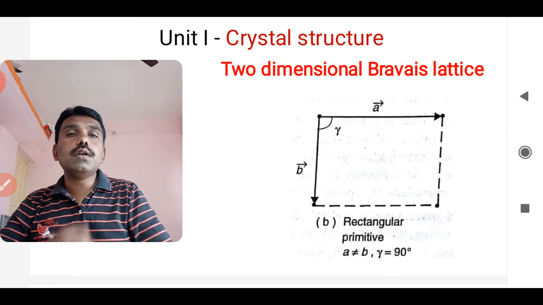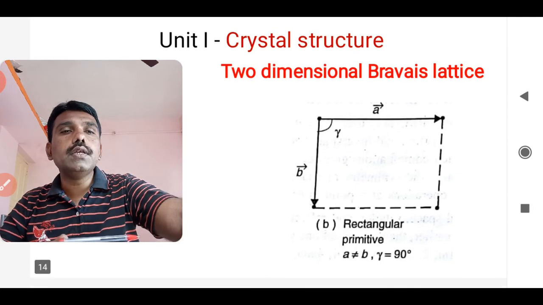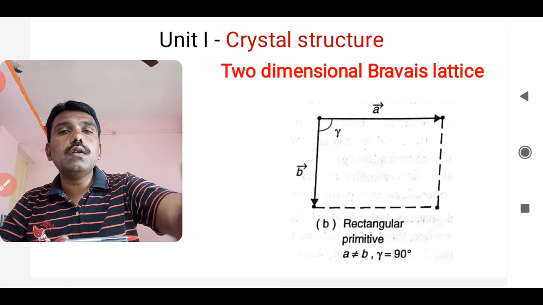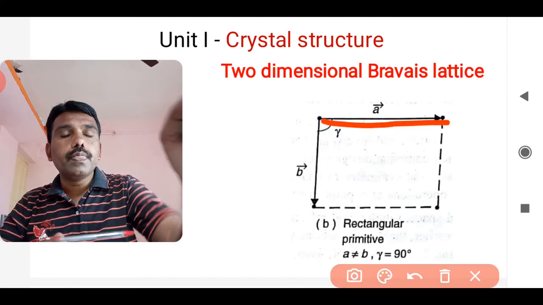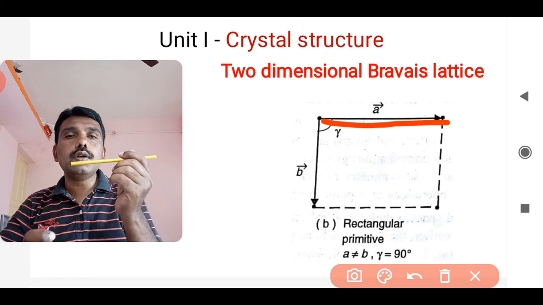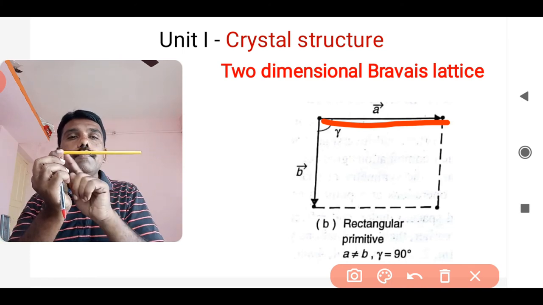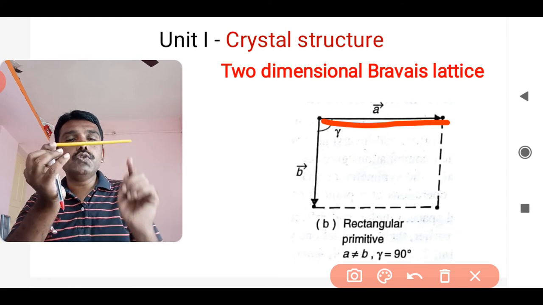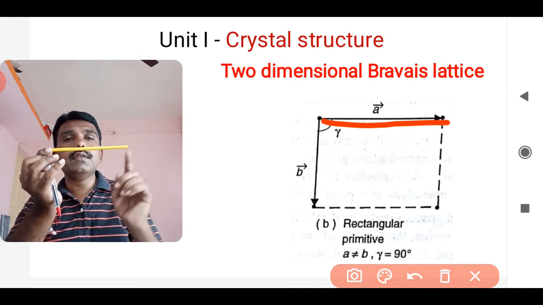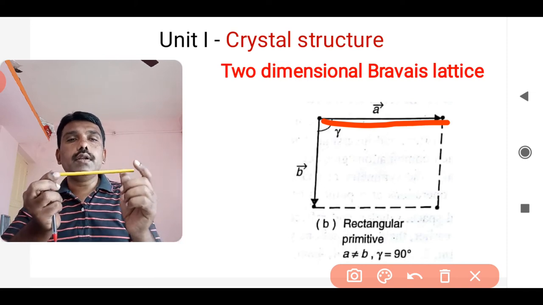Now this is another case. This is the A vector. If you see the diagram, it simply gives you a rectangular shape. Suppose this is the A vector and this is the B vector. The A vector is longer and the B vector is small. If you join the respective points, you will get a rectangle, but it is called a primitive rectangular case.